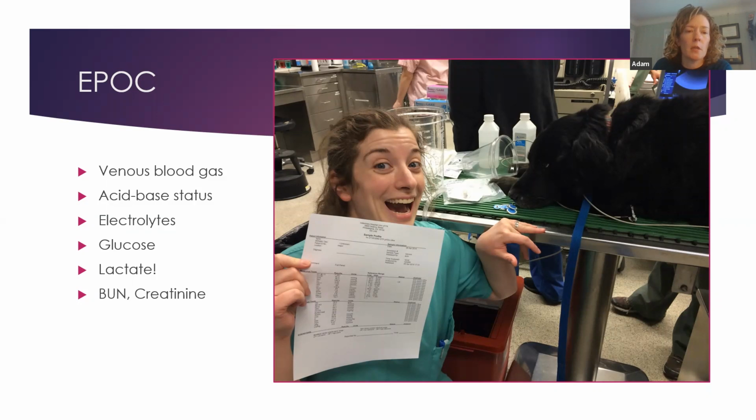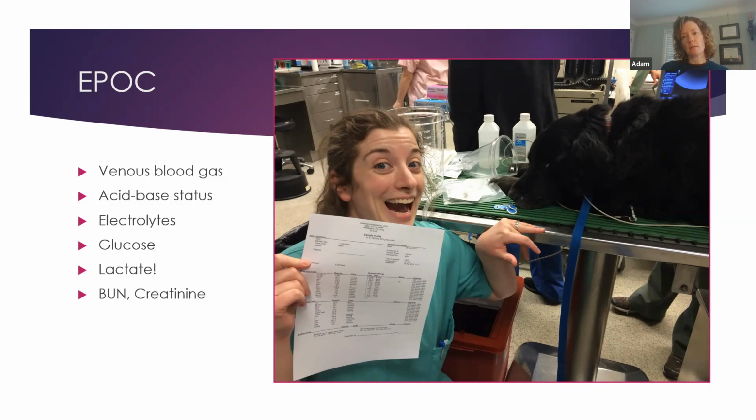So it provides us with acid-base status. It tells us about their pH, their CO2 in their blood, and their bicarbonate in their blood. It tells us their electrolytes, so sodium, potassium, chloride, and ionized calcium. It tells us their glucose. It tells us their BUN and creatinine on the blood gas analyzer that we have. Not every blood gas analyzer has that, but ours does. And then it tells us lactate, which is my favorite, because I'm a dork.